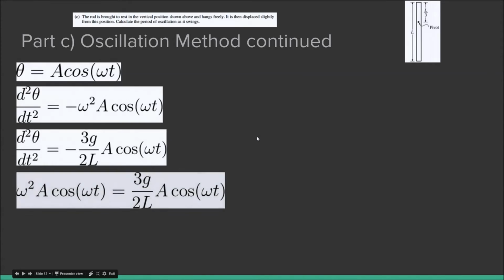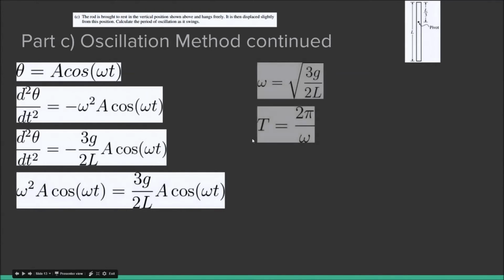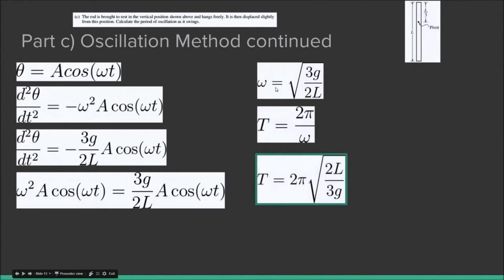So we can set these two equal to each other, and the A cosine omega t's will cancel out, and we know that omega is equal to the square root of 3g over 2L, because if we cancel these out and take the square root of both sides, we get the square root of 3g over 2L. We also know from the equation sheet that the period of a simple harmonic oscillator is 2 pi over omega. So plugging in our omega, we get the period of this rod as it's oscillating is 2 pi times the square root of 2L over 3g, which is the same answer we got with the physical pendulum formula and is the correct answer.